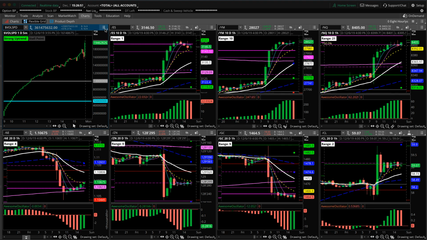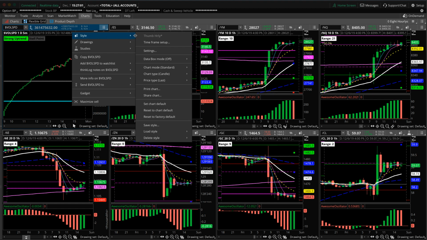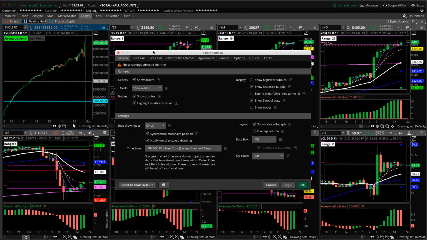So let's go ahead and look at that. We'll go to this hamburger menu here, and we'll go to Style. From Style, then we'll go to Settings. Okay, you can do this from any chart on the grid here. From Settings, we want to go ahead and select Synchronize crosshairs position.